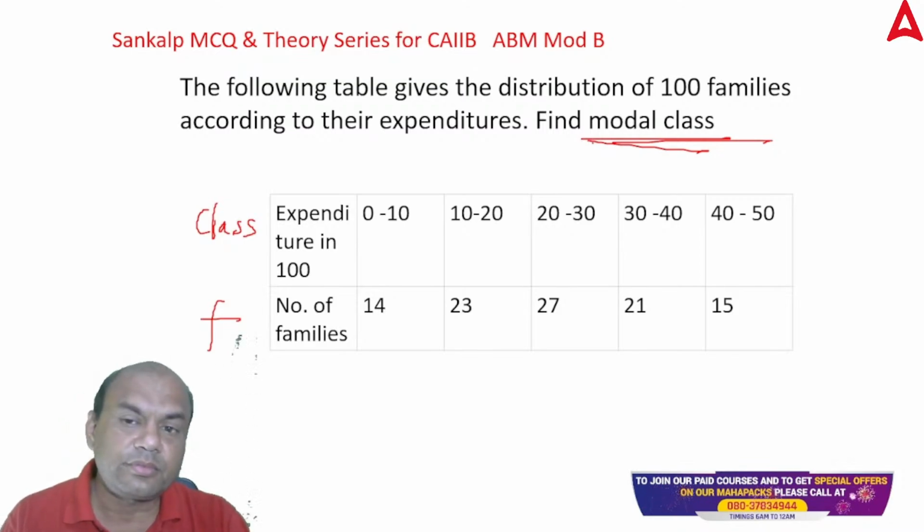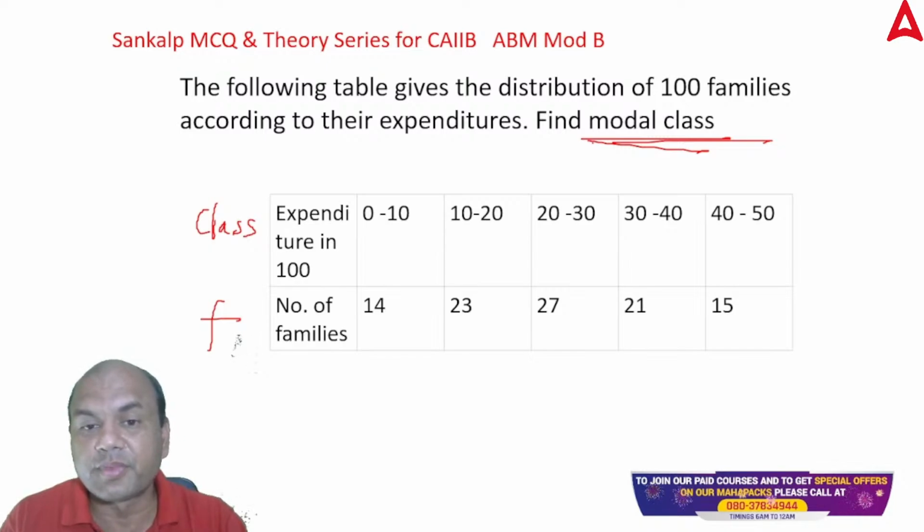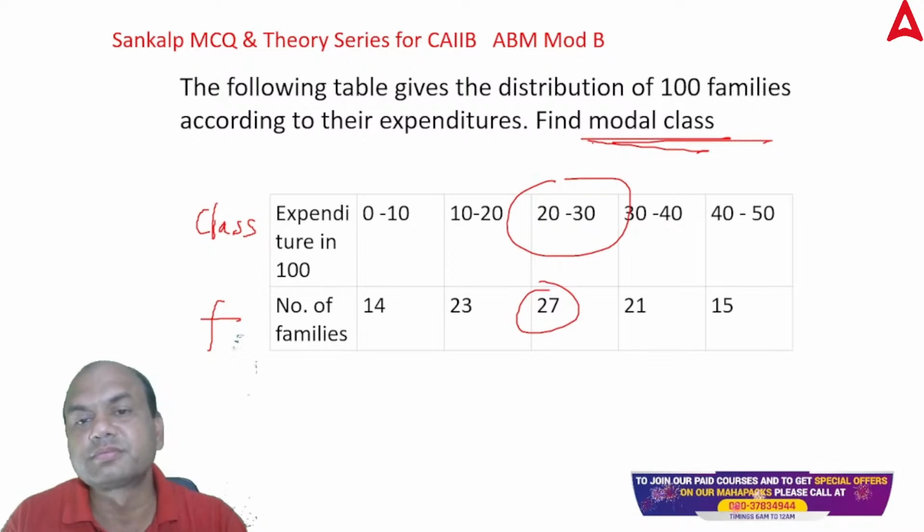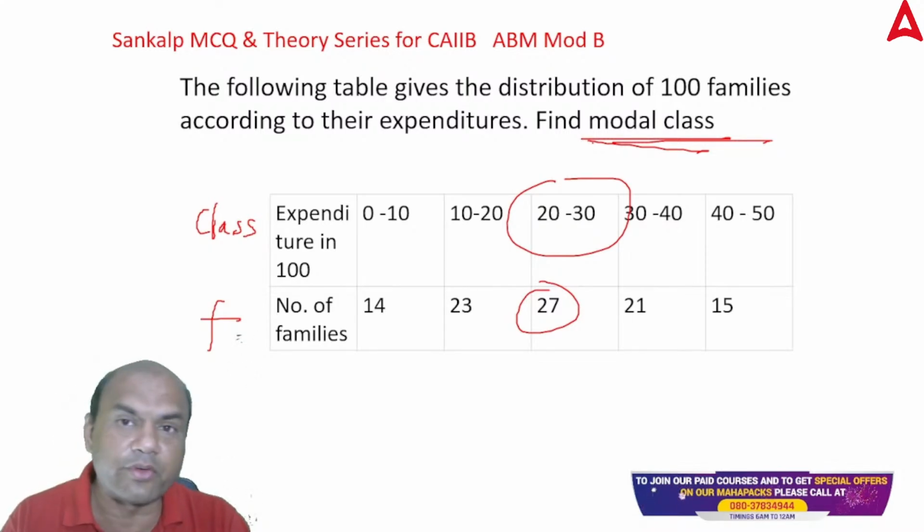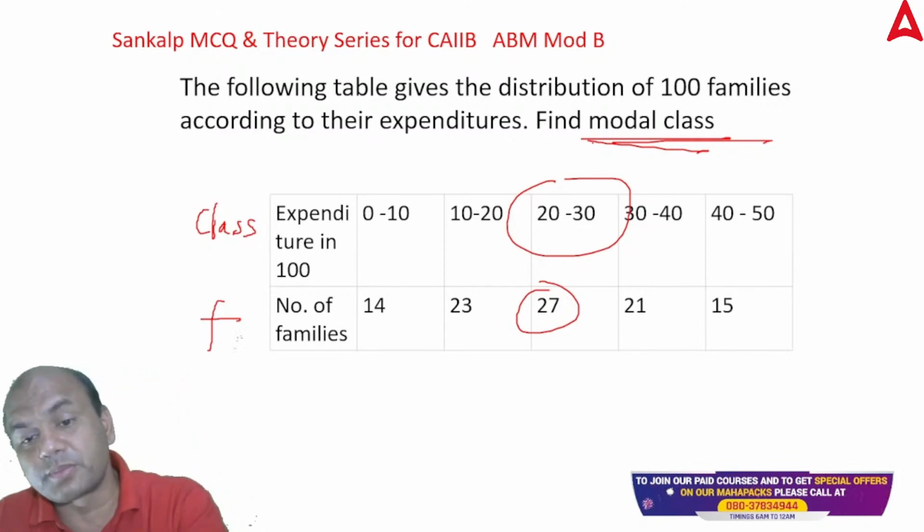So which is the modal class over here? Highest frequency, 27. So which is the modal class? This. Now if you want to find the mode of this, there is a separate formula. That's a big formula. Okay. So that's why I would suggest you join the paid classes over here.